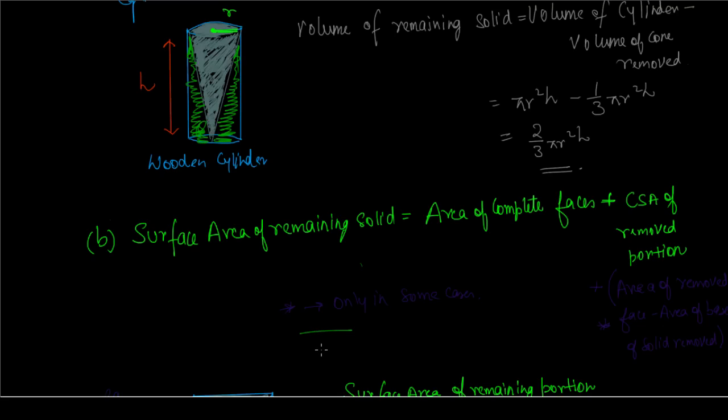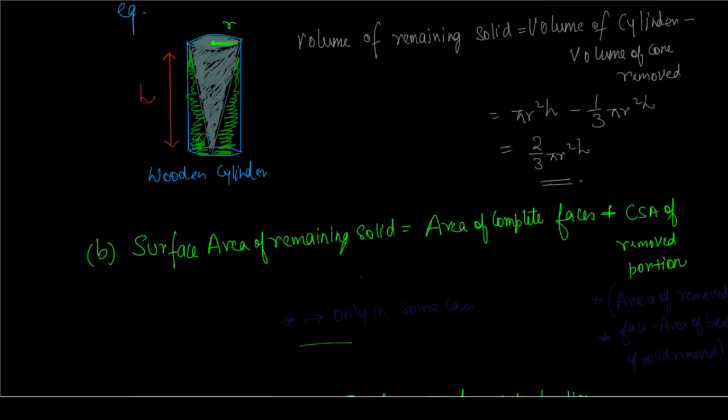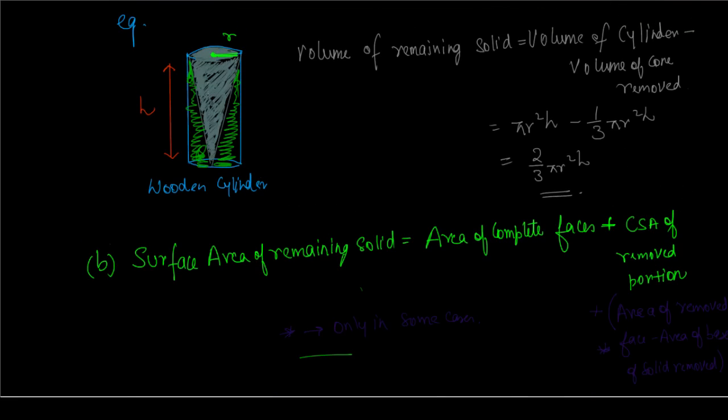So area of the face from which the removal has been done minus the area of the base of the solid removed. This has to be done sometimes, right? For example, we are going to take two cases. One is this case itself, this wooden cylinder. Here, what will be the surface area of the remaining solid?